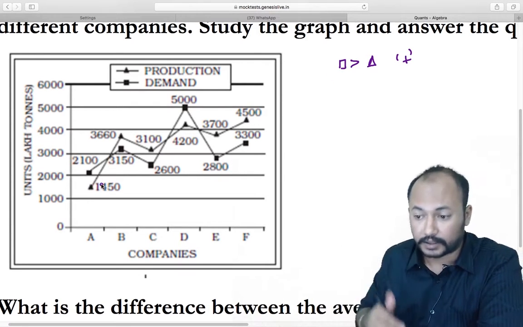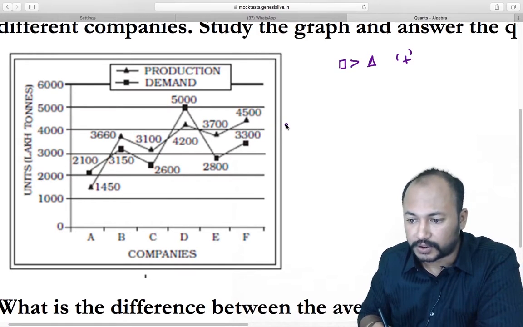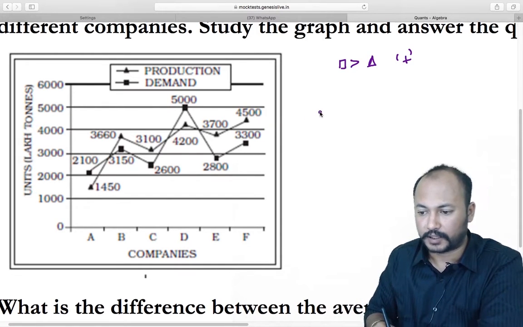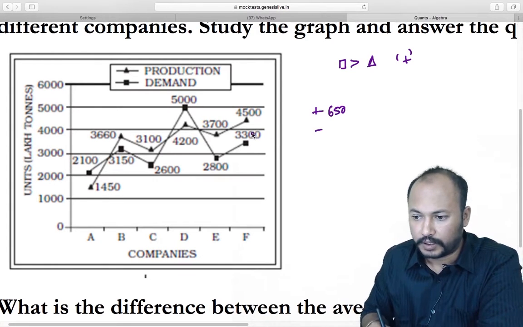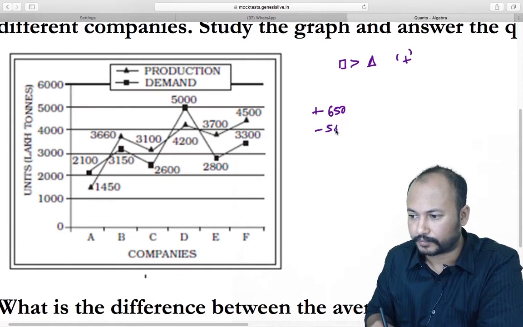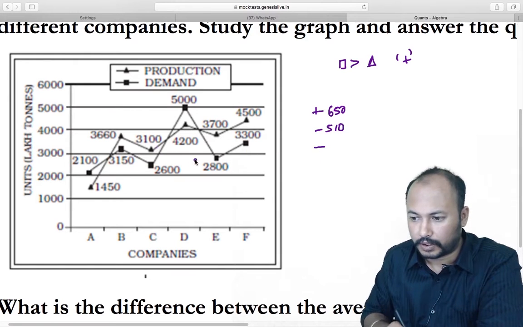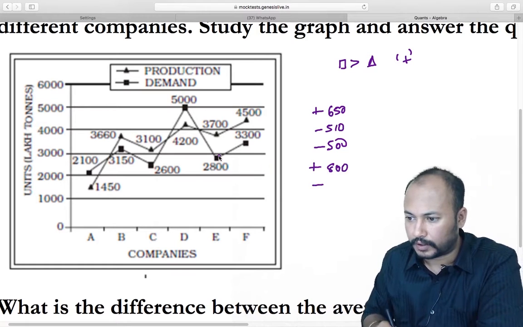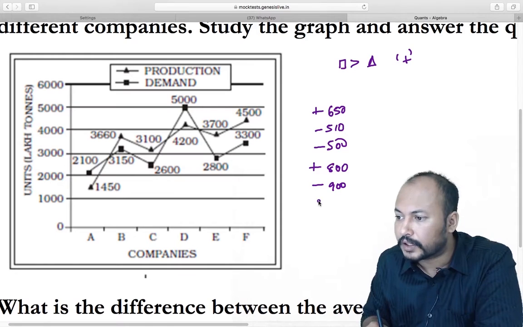Now let's start the calculations quickly. 2100, 1450. Difference is 650, positive. The next one is negative. 3660, 3150. Difference is how much? 510. Next, negative. Difference is 500. Next, positive. Difference is 800. Next, negative. Difference is how much? 900. Faster. Next it has to be positive, no negative. So the difference is 1200.